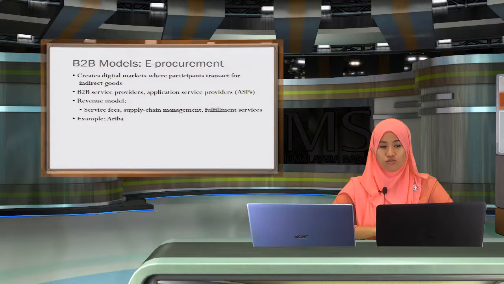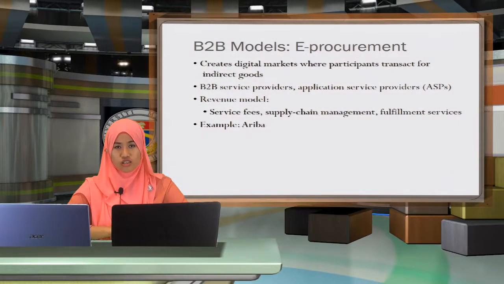Next, for the business-to-business model, is e-procurement, where they create a digital market where participants transact for indirect goods. These are B2B service providers, or application service providers, which we can call ASPs. The revenue models are from service fees, supply chain management, and fulfillment services. An example of e-procurement is Ariba.